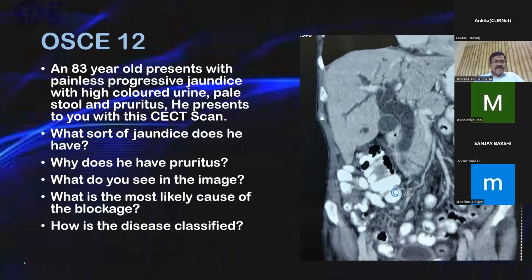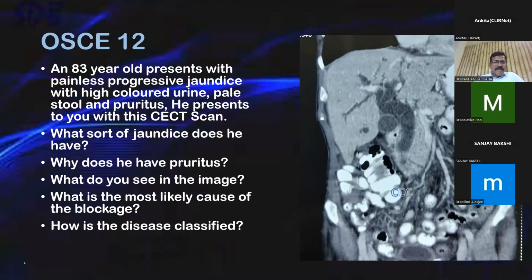An 83-year-old presents with painless progressive jaundice with high-colored urine, pale stools, and pruritus. He presents to you with this CT scan. The CT scan shows a dilated duct. Answer the first question: what sort of jaundice does he have?